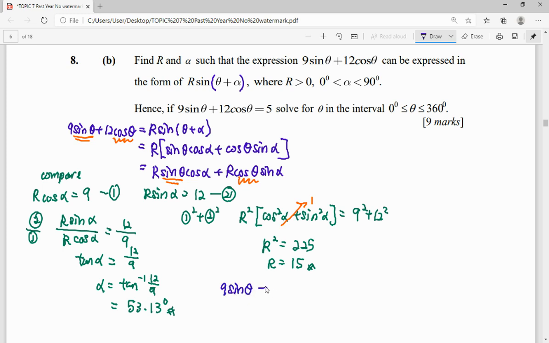9 sine theta plus 12 cos theta equals r, which is 15. Plug in our value, and then sine theta plus alpha. Our alpha is 53.13. So this is our first task. Then we are using our first task result here to solve the equation equals 5.